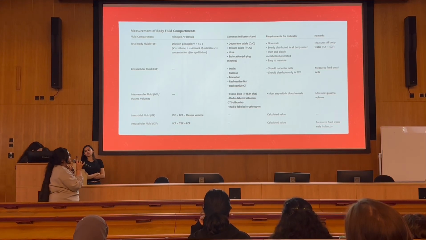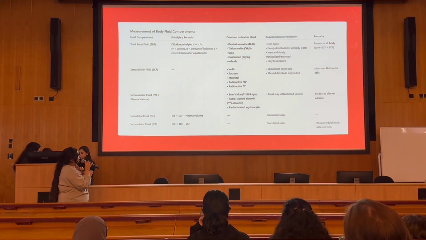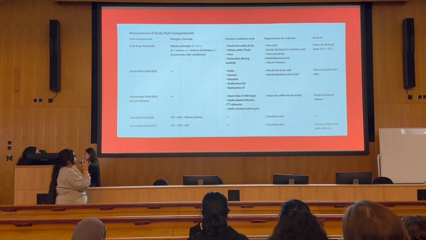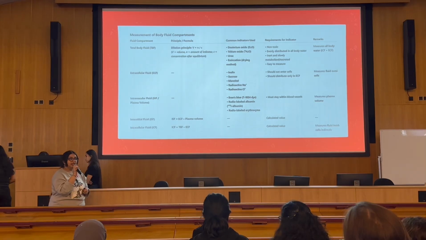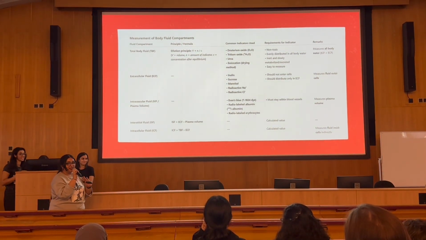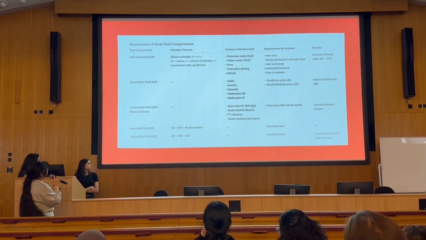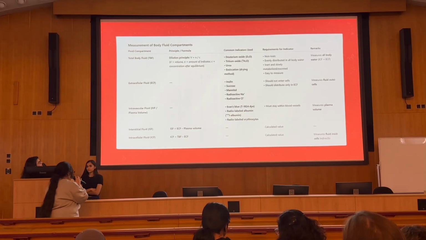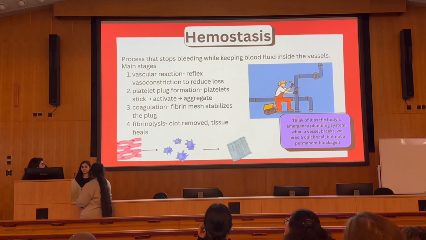And just have a look at the requirements for the indicator as well. This is also important. It can come in the exam, so pick the main requirements for the indicator. And also, I want to add a side note, this is important for the final. They can ask anything from here. So that is about it for the body fluid parts. We'll move on to the next topic.